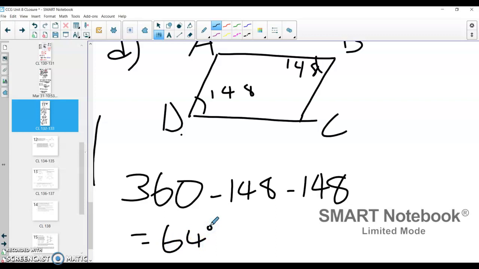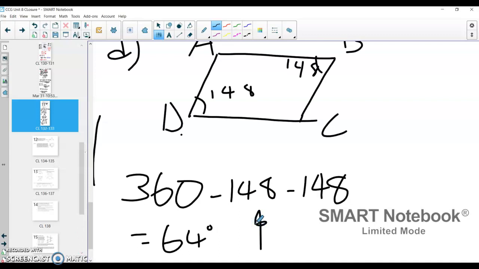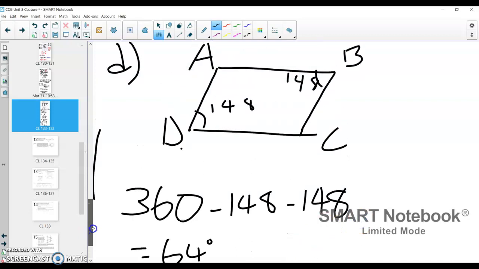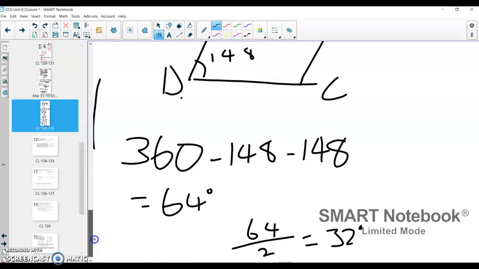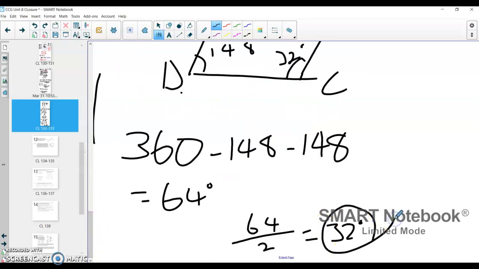All right? Well, that 64 degrees needs to be split equally into A and C. It's got to be split equally two ways. And so what I do is I take 64, I divide it by 2, and I get that that's 32 degrees. All right? So I took the remaining amount of degrees we had left, and I split it evenly because A and C are equal, and that tells me that angle C must be 32 degrees. Okay, 32 degrees is my answer for part D.